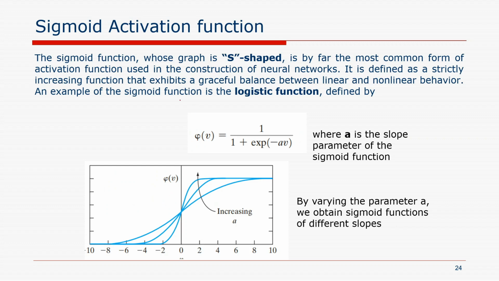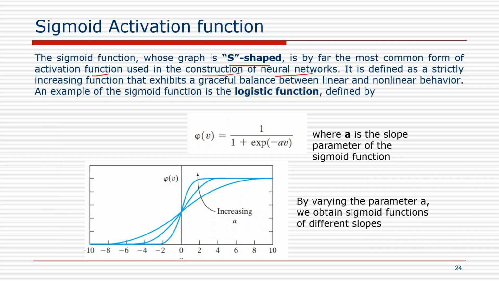Next, we'll look at the sigmoid function. In many of the neural network models, deep learning, most of the models, we use this particular sigmoid function. The graph of the sigmoid function is S-shaped, and it is by far the most common form of activation function used in the construction of neural networks. Most of the times we use this particular activation function.